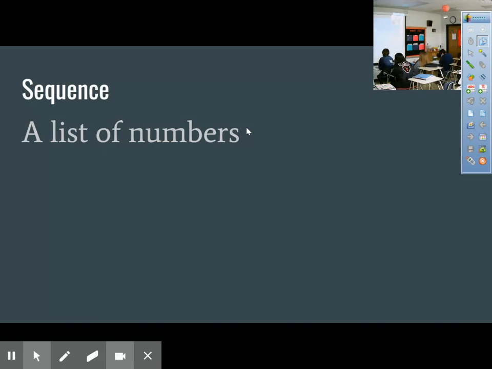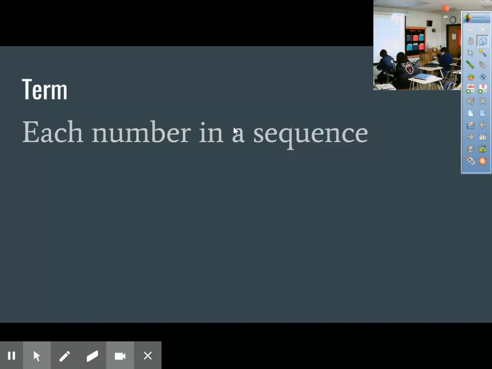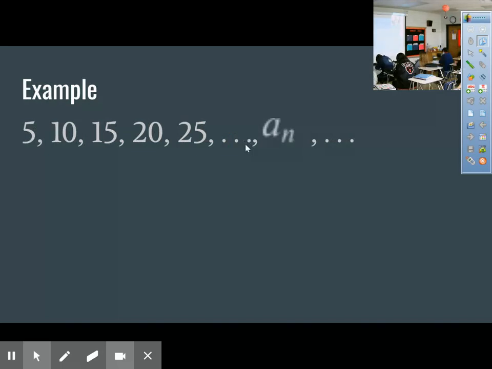Okay, and a term is what you call each number. It's each number in a sequence. All right, an example of a sequence is right there, 5, 10, 15, 20, 25, and so forth.